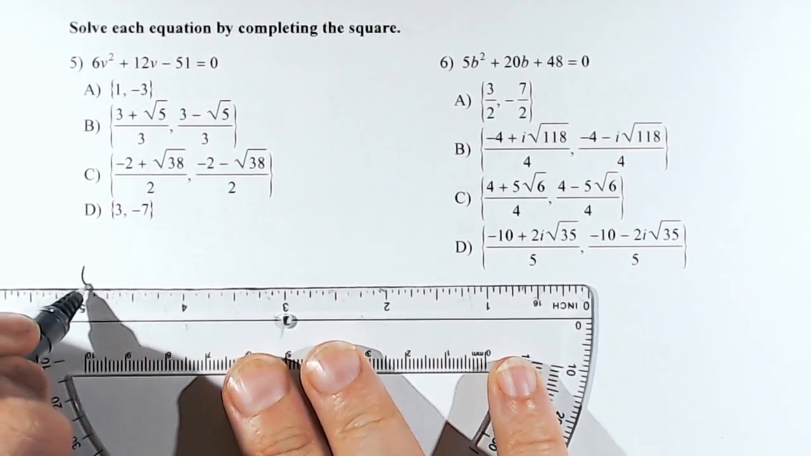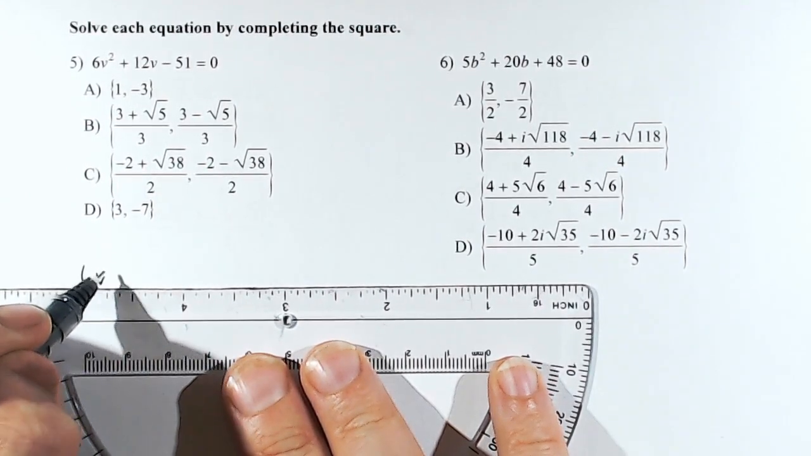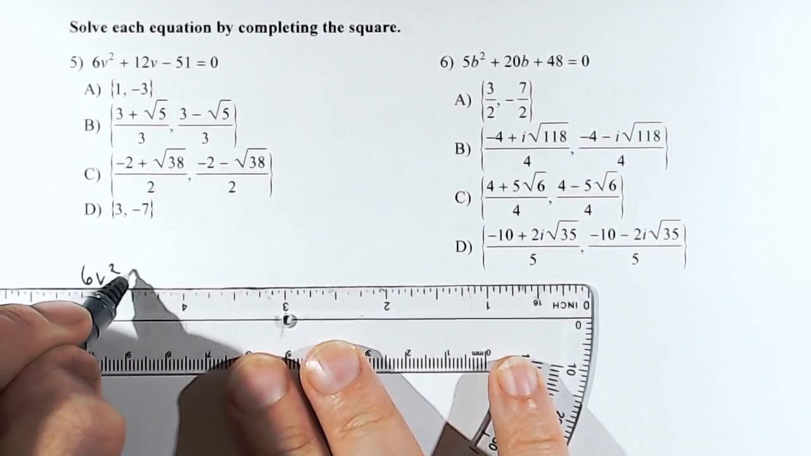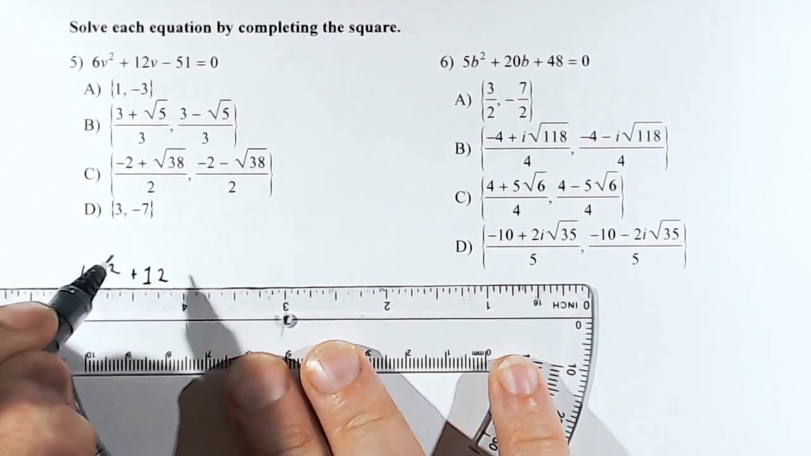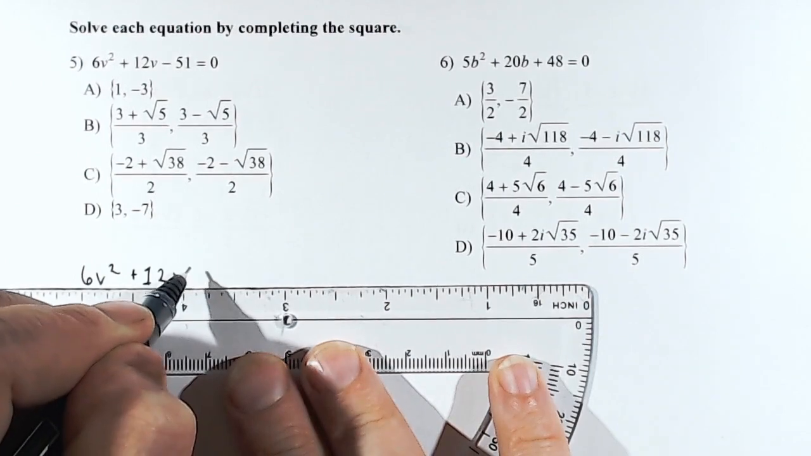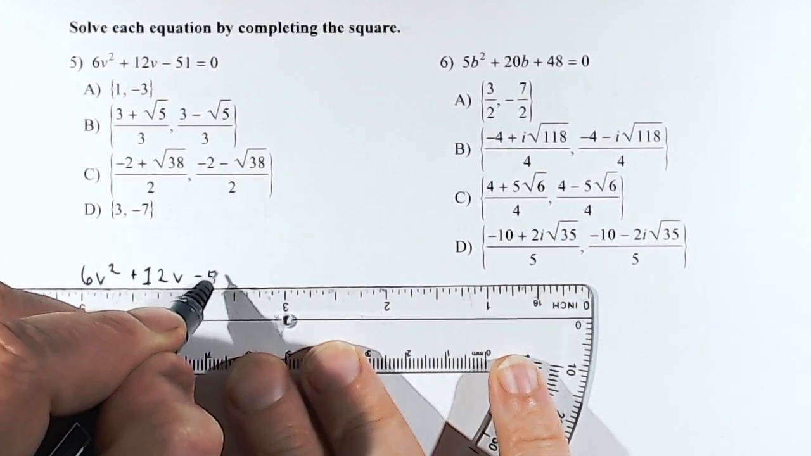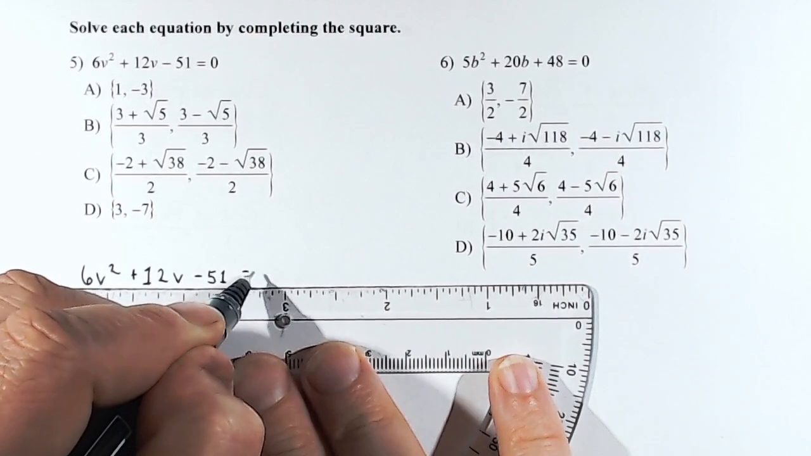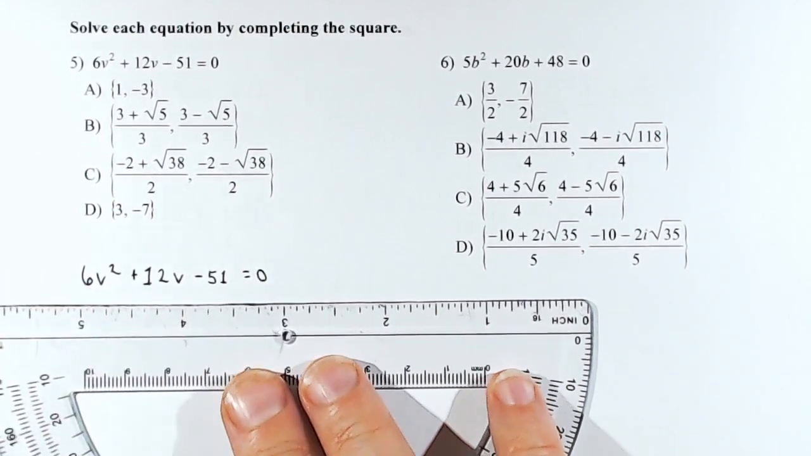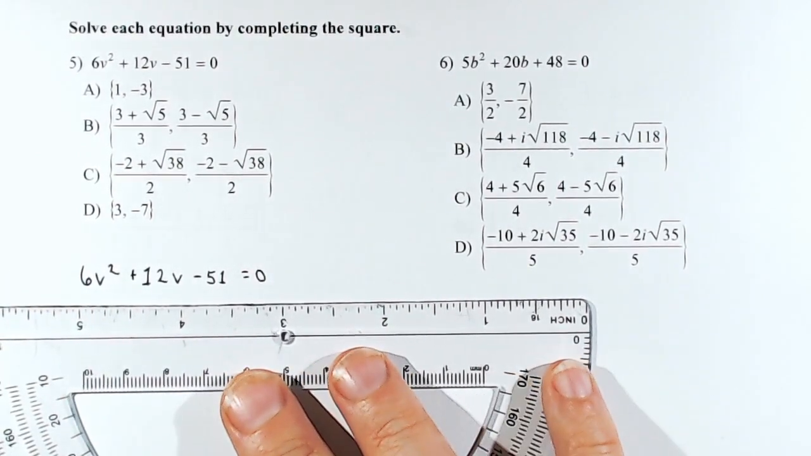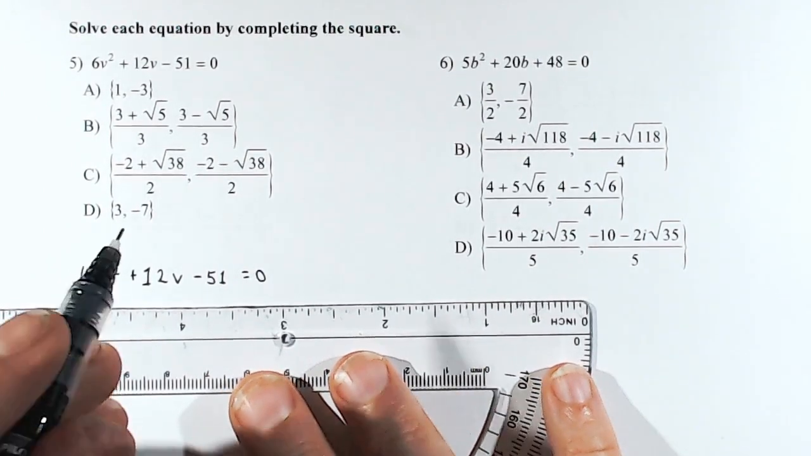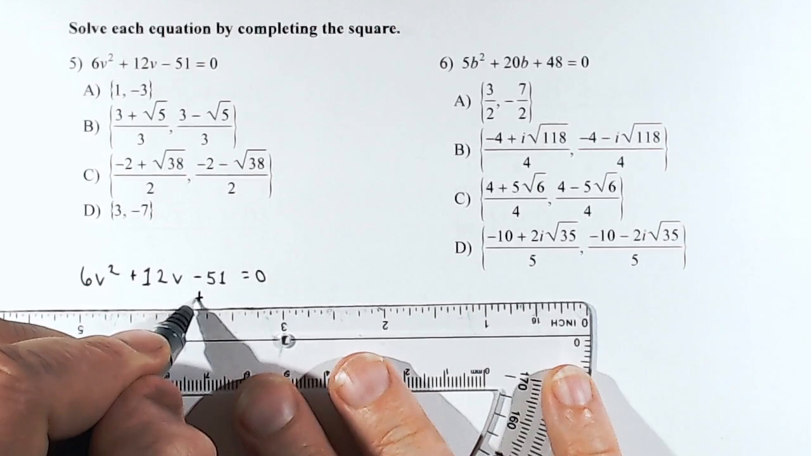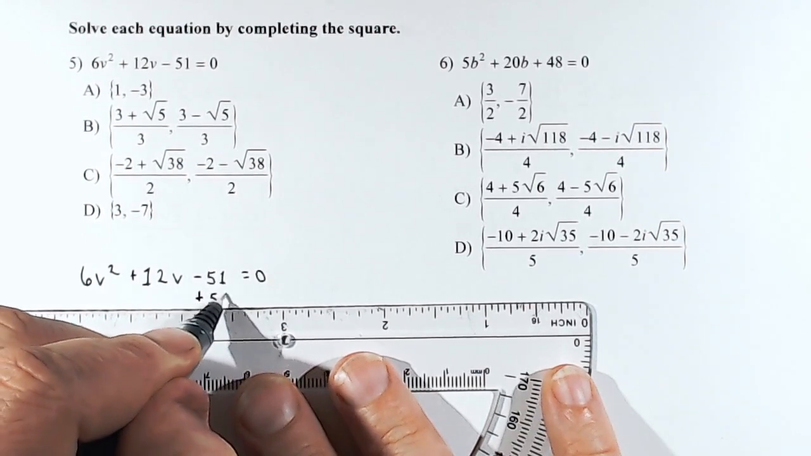You've got to write 6v squared, and I'll just pray that I don't accidentally revert to x, plus 12v minus 51 equals 0. All right? Now, the very first step in any completing the square problem needs to be moving the c value to the other side of the equation.